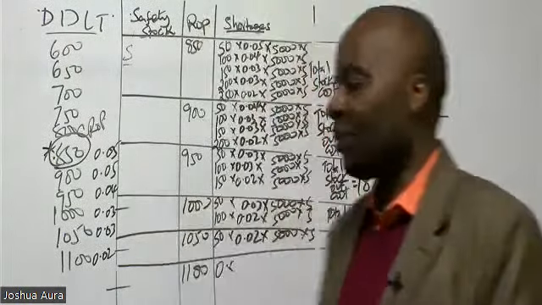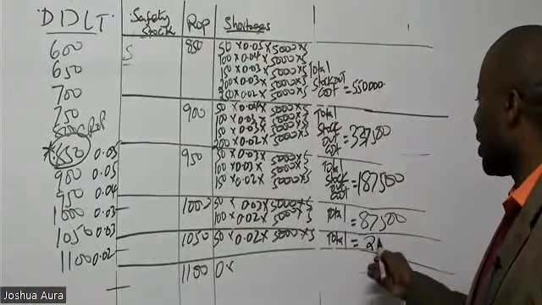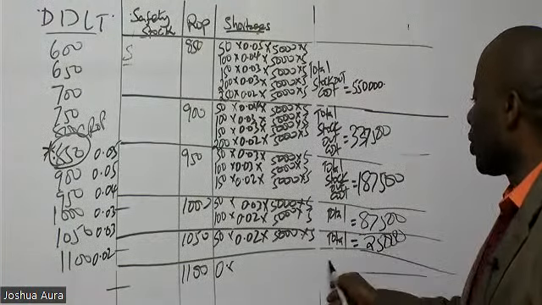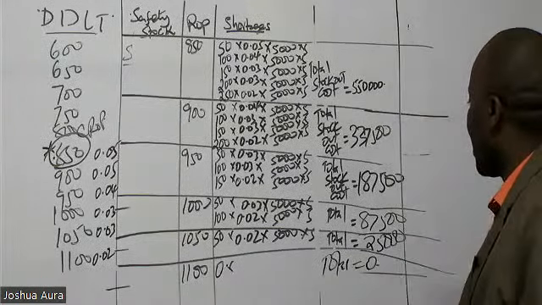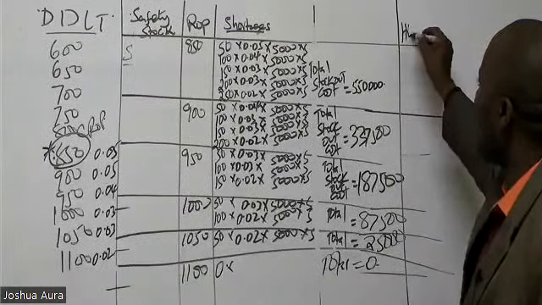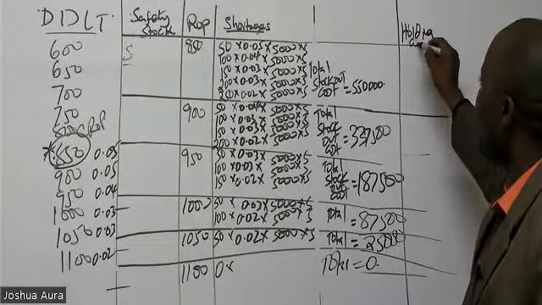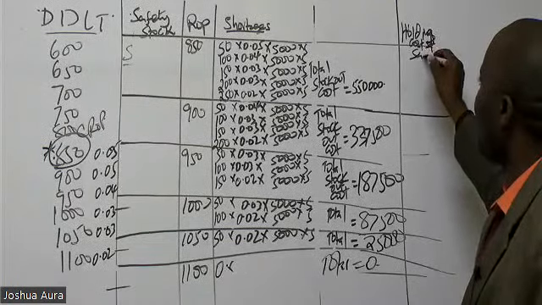25K. Jimmy tells me it is 25,000. Thank you so much. Then of course the total here is 0. Now the next thing will be the holding cost of safety stock.